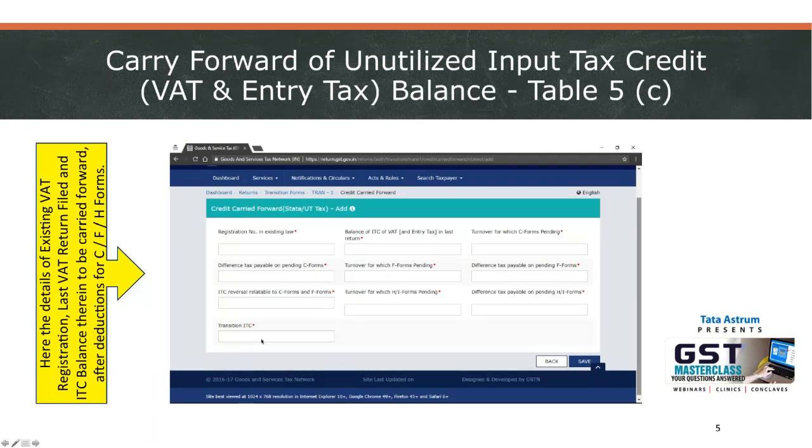But mind it, this is not what the law speaks. The law tells us that if you are carrying forward VAT credit and you have C forms pending, you have to bring those C forms within 30th September, and after 30th September, if the same are not brought, a recovery mechanism can be taken.